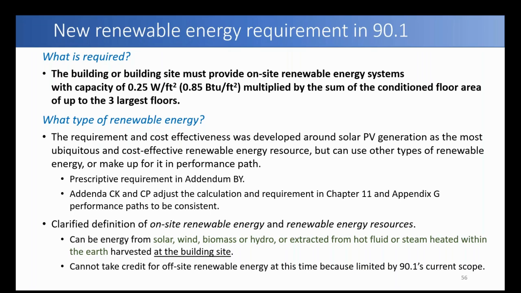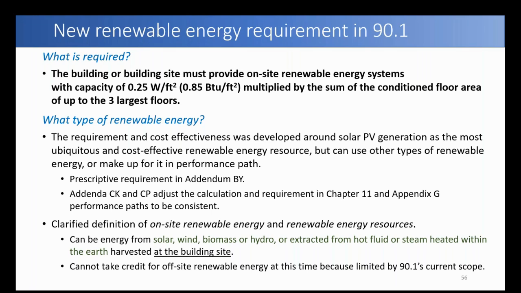Now, the key part, though, is it's harvested at the building site. That's partly because 90.1's current scope is limited to the building and the building site. And so even though it lists things like biomass or superheated steam, it has to be at the building site. So that means you can use all sorts of renewable sources, but you have to get it there. You can't be trucking in loads of biomass to burn on site. That doesn't count. It has to actually be from the site.